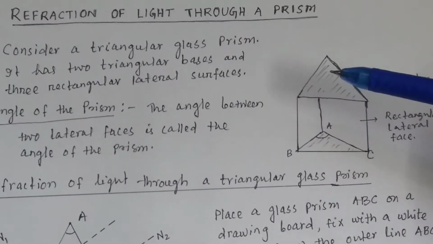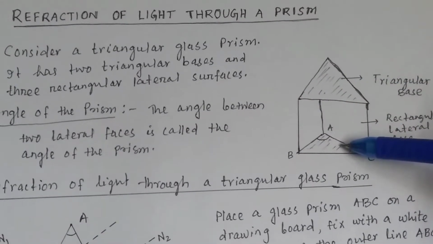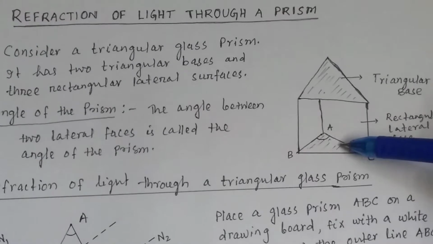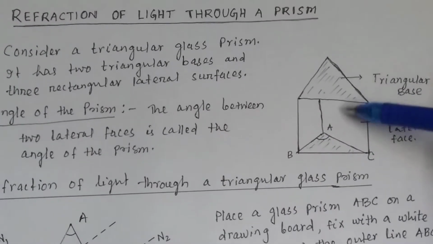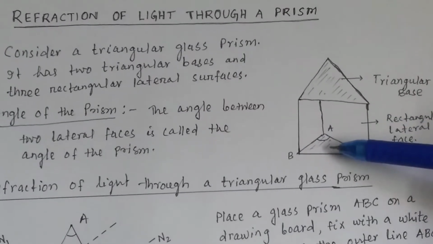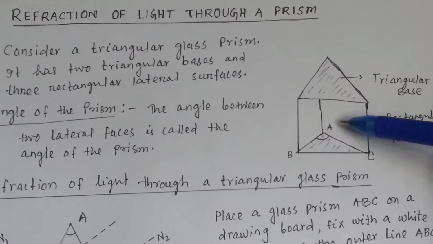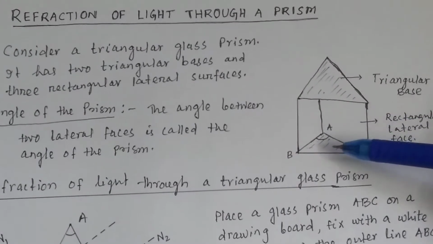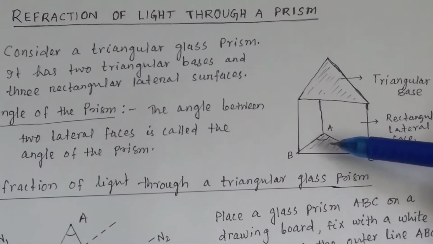It has two triangular bases. This is one triangular base and this is also another triangular base, and three rectangular lateral surfaces. You can see this is one lateral surface, second lateral surface, third lateral surface. So lateral means sidewise: three sidewise surfaces and two bases.